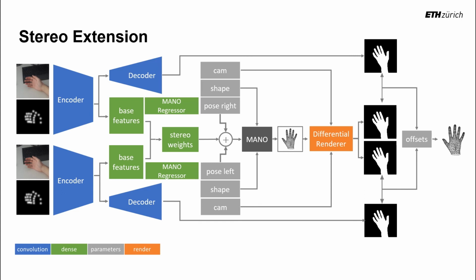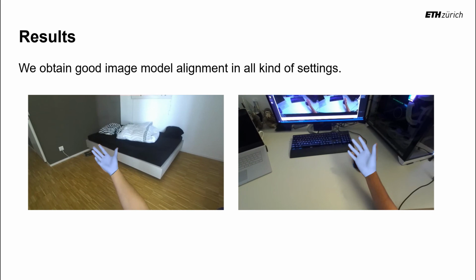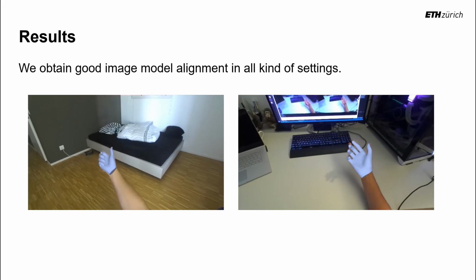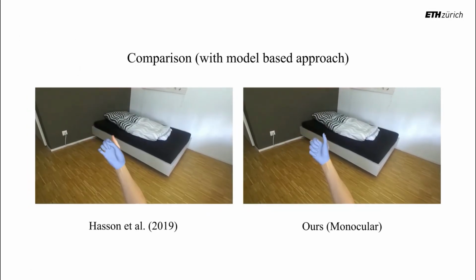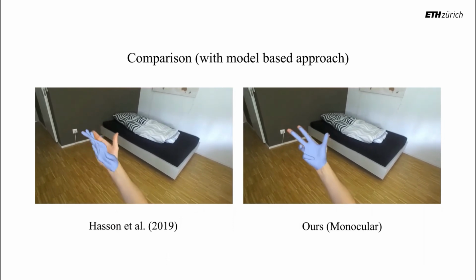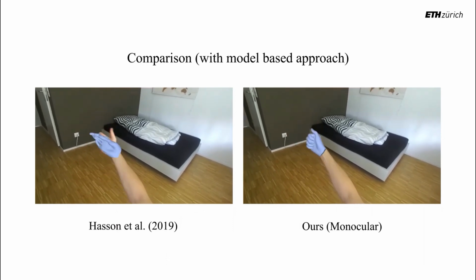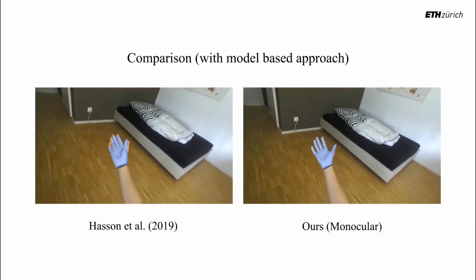This is already a short overview of qualitative results and comparisons. Our method features good image model alignment, as one can see. We also compare against other top-ranked methods in the FreiHAND online competition. This MANO model-based method by Hasson et al. suffers from hand shape parameter blowup and also struggles heavily with the image model alignment.